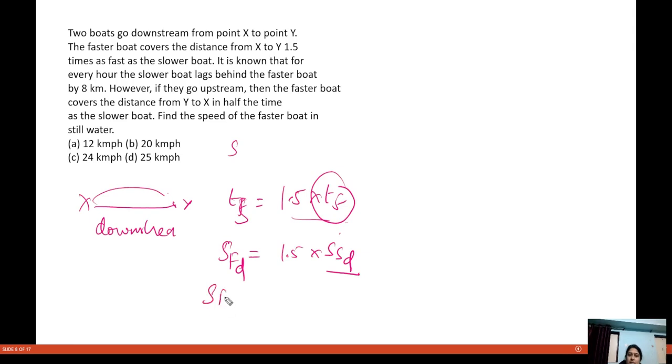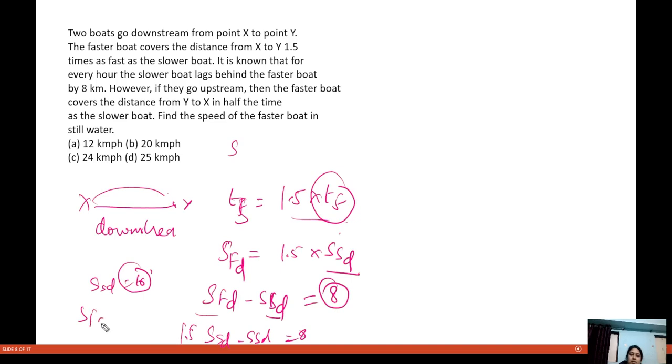Now you have SFD minus SSD, the difference of the speeds downstream, equal to 8. Now here we substitute this, so we get 1.5 times SSD minus SSD is equal to 8. So I get the speed of the slower boat is equal to 16. So I get the speed of the faster boat downstream is equal to 24.